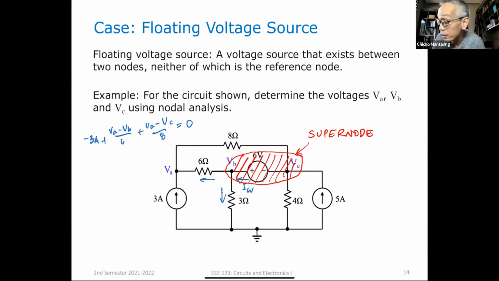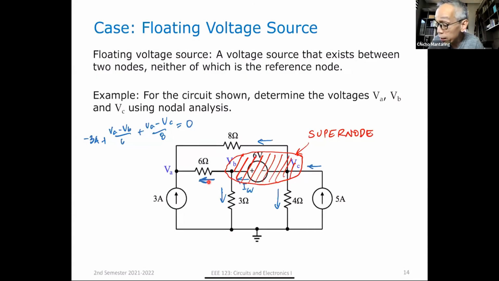So if I apply KCL to this supernode, what are my currents going to be? These are now my currents for the supernode. This one is moving out of the supernode. This is also moving out. I have another current here moving out of the supernode. I have a current here flowing into the supernode, and then a current here flowing out. So that's 1, 2, 3, 4, 5 currents, either flowing into or out of the supernode.